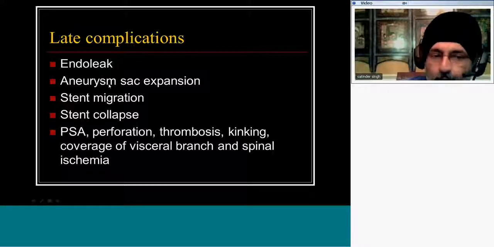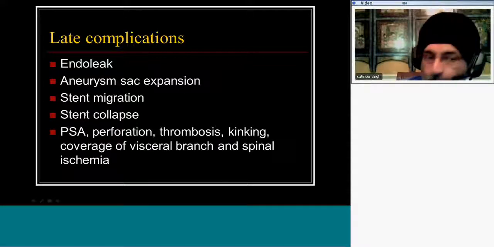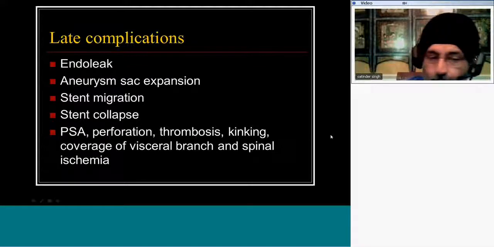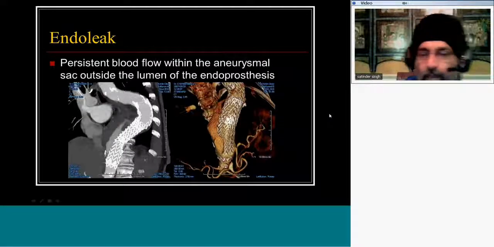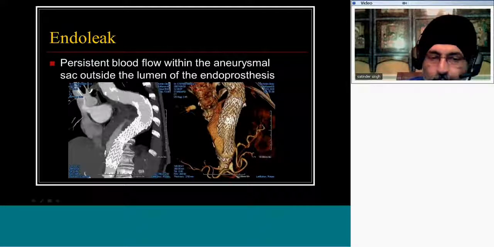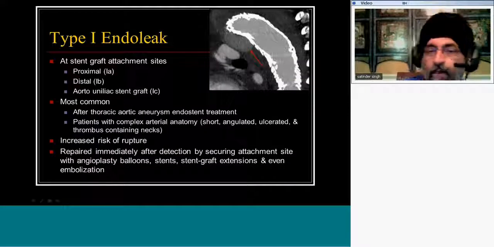The most common are the endoleak, the aneurysm sac expansion, or a stent migration. Rarely a stent can collapse, and of course you can have perforations, kinking, etc. So let's look at the commonest complications. The endoleak is a persistent blood flow within the aneurysmal sac outside the lumen of the endoprosthesis. This is a patient who has a descending thoracic aortic aneurysm which was repaired by stent, and you can see there is contrast outside the lumen in the native aortic sac. So this is a type of endoleak.